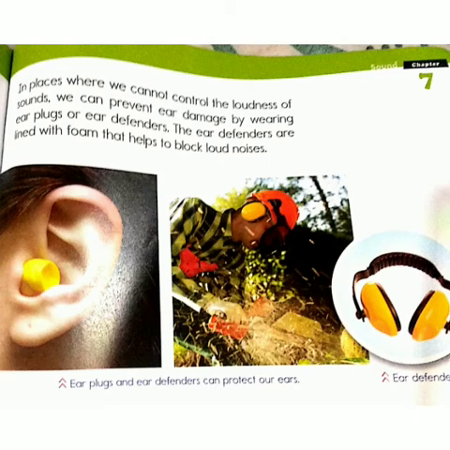Look at the picture. In the first picture, a girl is putting in some earplugs, and in the second picture, a man is doing some sort of cutting work, and as the machine is producing too much sound, the man is wearing ear defenders. Earplugs and ear defenders can protect our ears. So here in this paragraph, start underlining from the second line. We can prevent ear damage by wearing earplugs or ear defenders. Just in this sentence you need to underline.